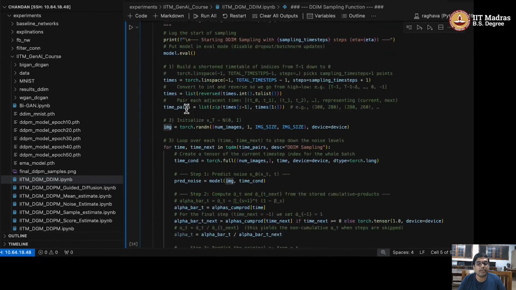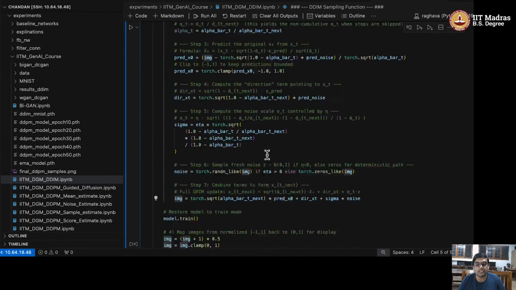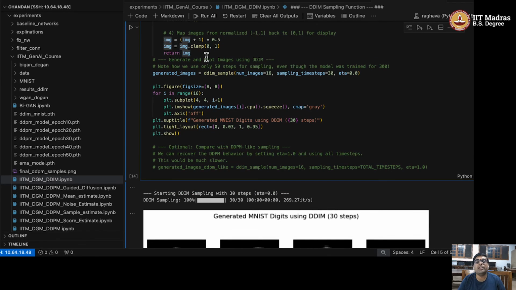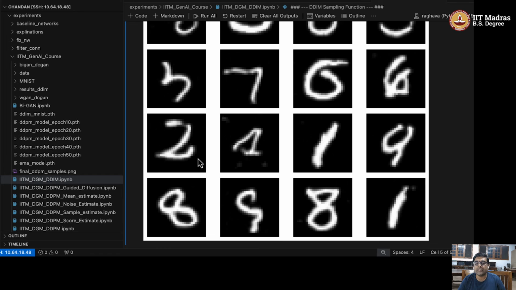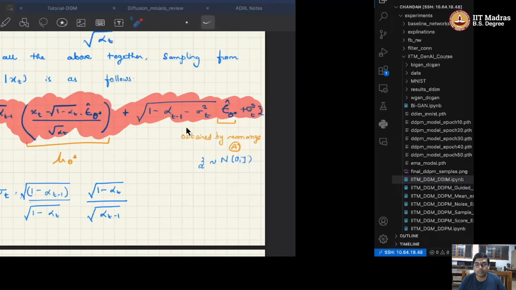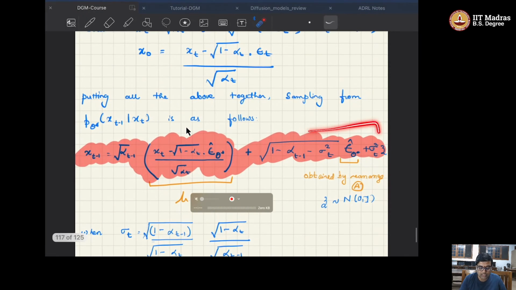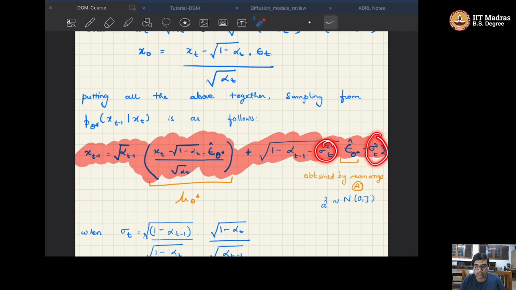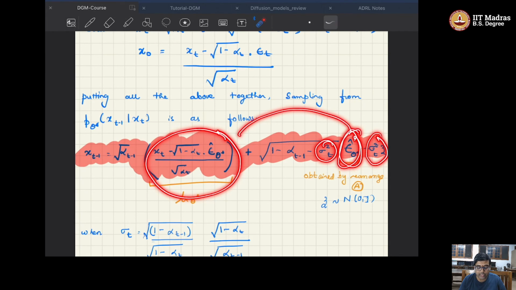Now you're repeating this for the time pairs that you have got. And finally, you clamp the image to get it in a presentable format. Okay, now please remember that this is the equation. When eta is 0, this term and this term are gone. Because of which this is the predicted mean. This is the predicted noise. From the predicted noise, you can get the predicted mean and then perform this operation.